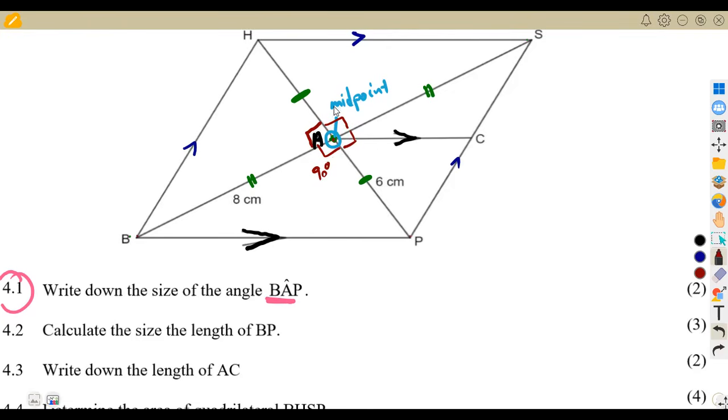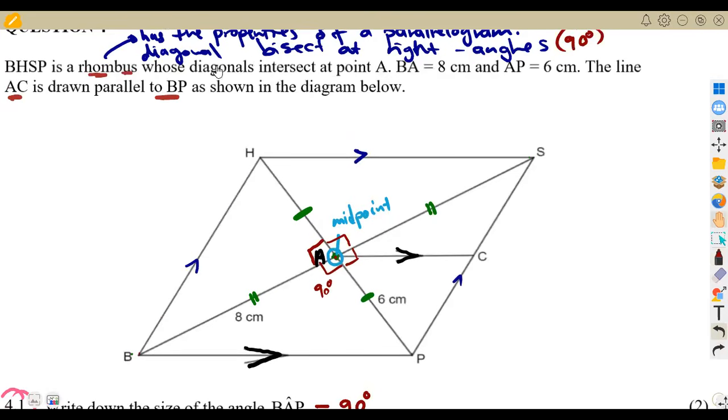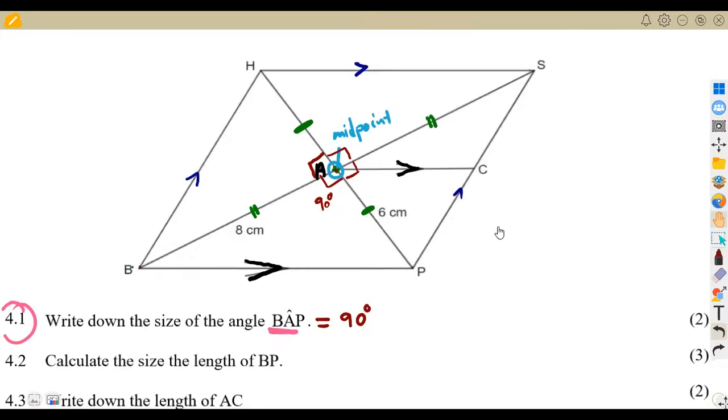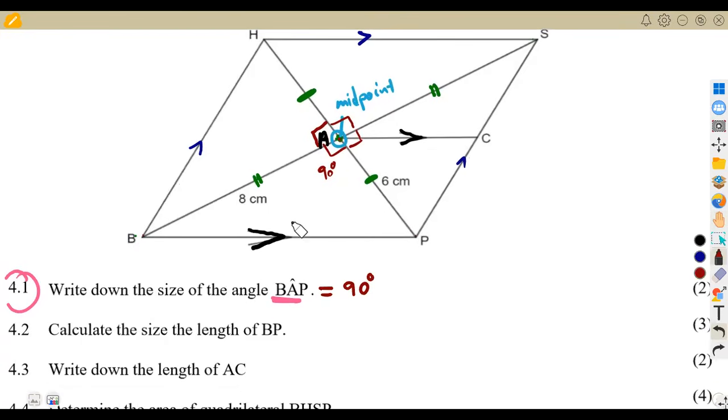Remember I said the diagonals, they bisect each other at right angles, that is at 90 degrees. So meaning to say BAP is equal to what? Is equal to 90 degrees from the concept that the diagonals, they do bisect. This part that I indicated, diagonals bisect at what? At right angles, okay? So this question was just of you knowing the properties, okay?